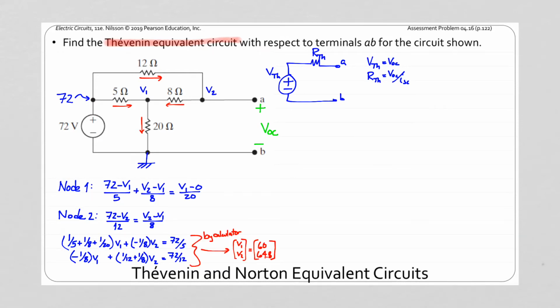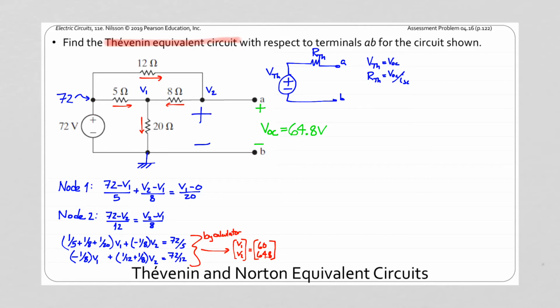We found that V2 is equal to 64.8 volts, and V2 is measured relative to the ground, which is at the bottom. So we see that V2 measured from this node to the ground is the same as the open circuit voltage. Thus, the open circuit voltage is also 64.8 volts.